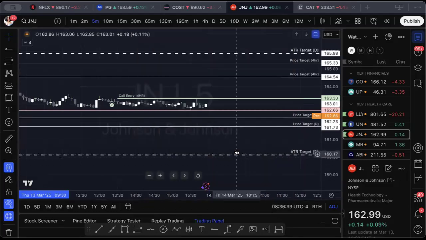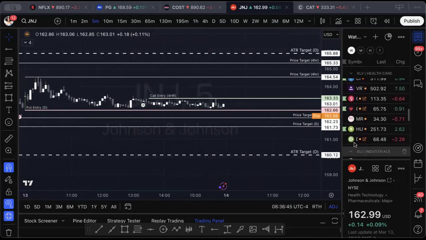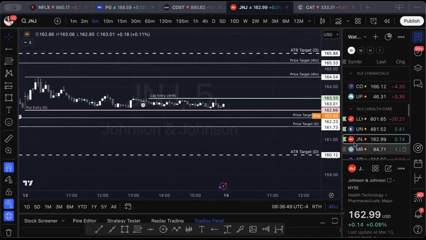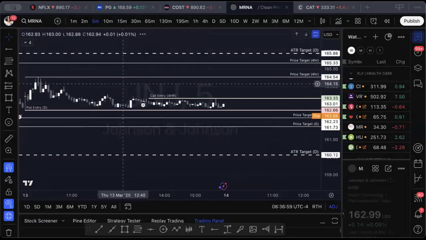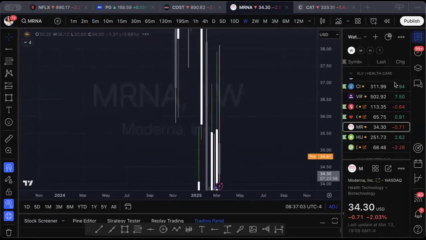All right, so we have that mapped out. And now we are going to do another trade idea. So I am looking at, let's see, what was the ticker that I wanted to share? All right, I have it written down. So I am going to also give you Moderna. All right, and so let's talk about why we like Moderna.